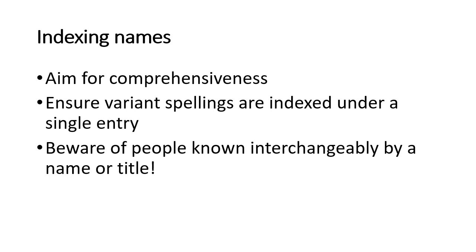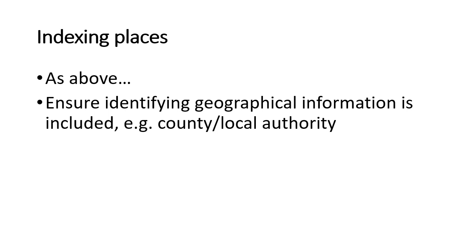And of course, you as the author of the book will be in the best place to know who is the person being referred to, whether they're being referred to under their name or under their title. When it comes to indexing places, the things that I've mentioned already would still apply. Aim for comprehensiveness, ensure you've covered variant spellings. But I'd also say ensure identifying geographical information is included. That is because the same place names might occur in more than one county. So ensure that the county is identified or the local authority.